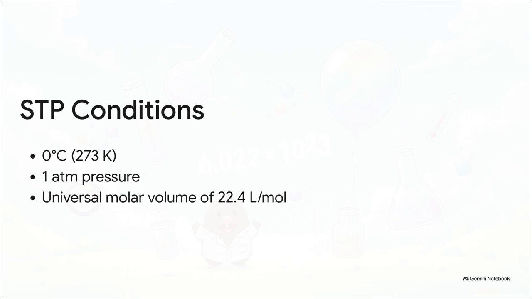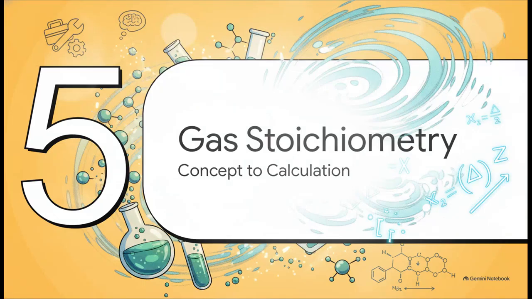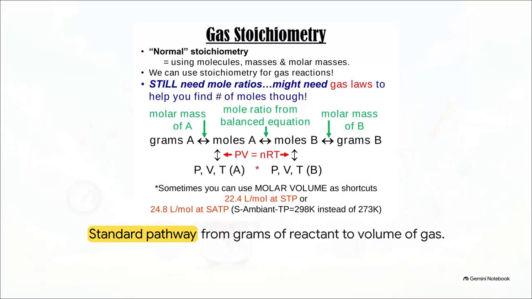So we've got our concepts down, and we've built our toolkit. Now let's actually transition from theoretical laws to solving real multi-step chemical reactions. Finally, Section 5: Gas Stoichiometry in Action, from concept to calculation. Let's move to this visual and see how this all builds together.